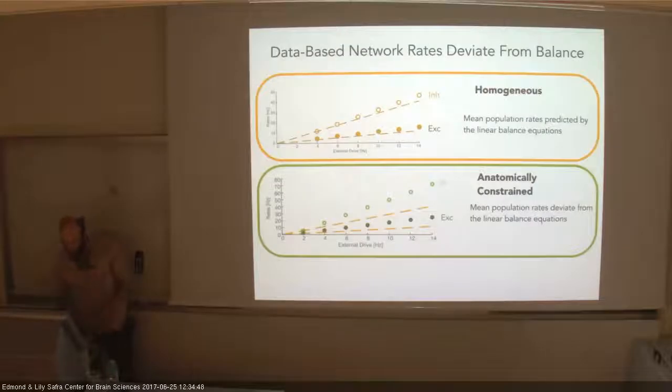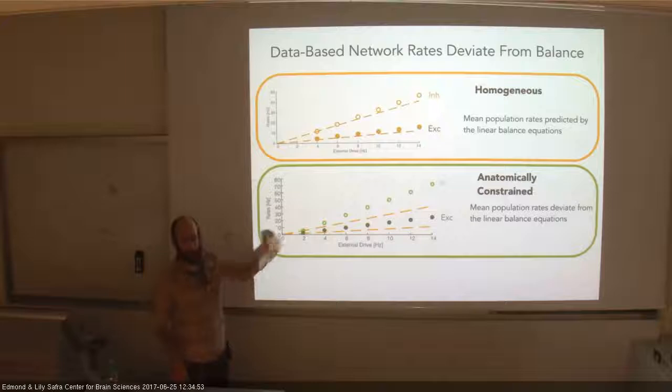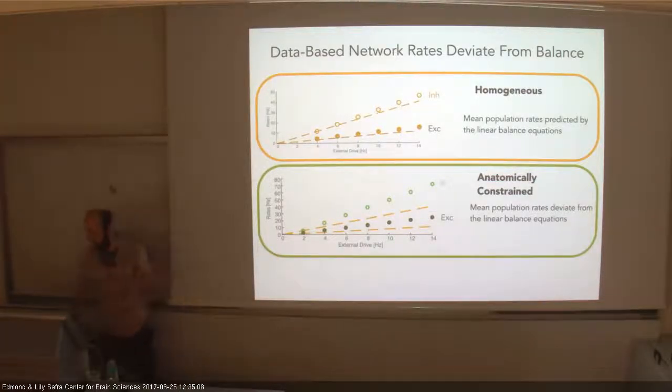And finally, we expect the linear relationship given by the balanced state theory. The homogeneous network nicely reproduces the predicted population average linear rates, but the anatomically constrained network deviates significantly from what we would predict just based on the balanced theory.